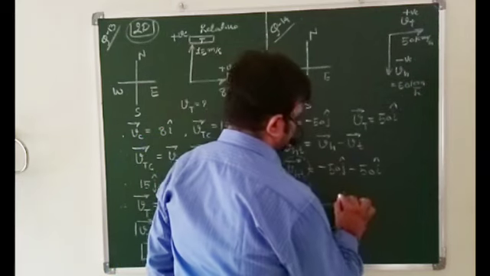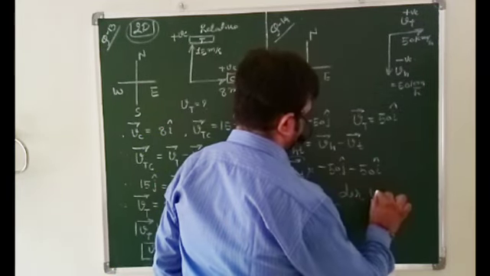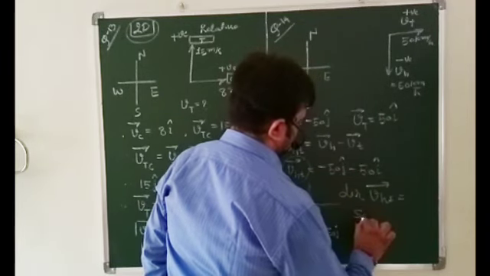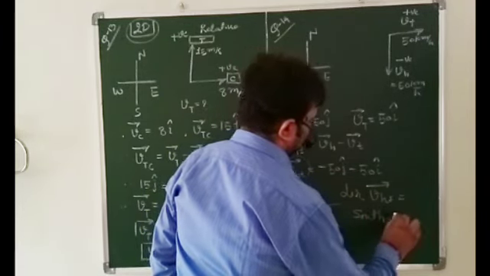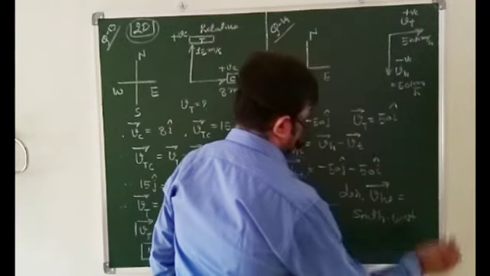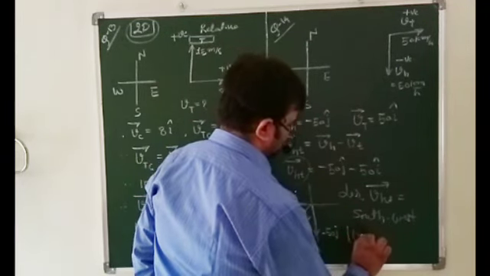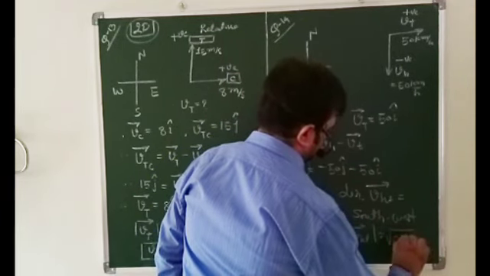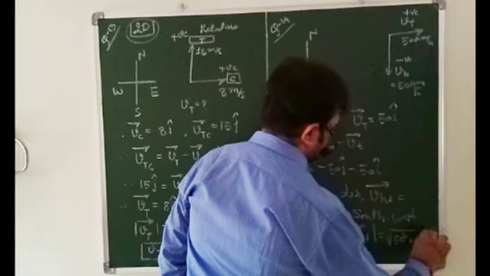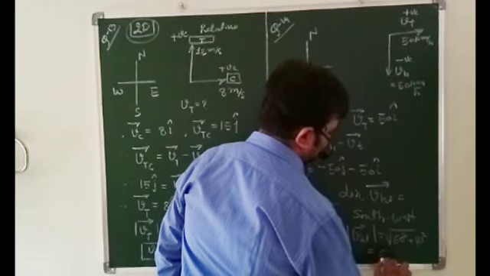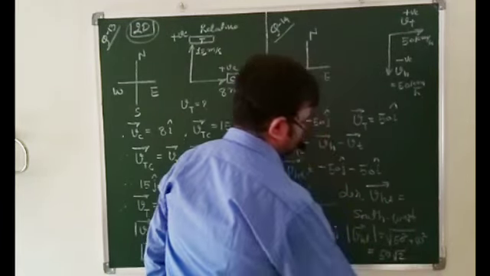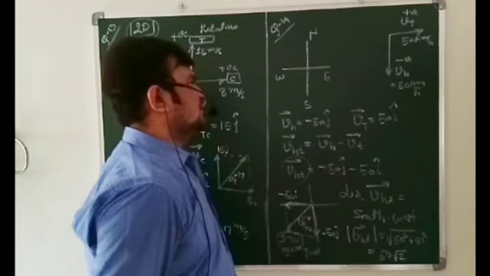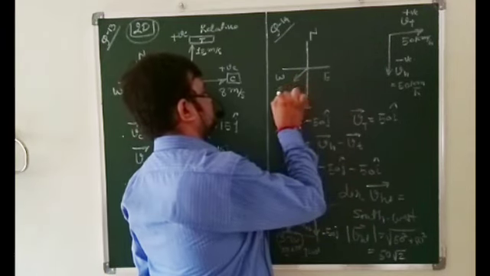So the direction of Vht is southwest, and the magnitude of Vht is under root 50 square plus 50 square, so it will become 50 root 2. So ultimately our answer is the southwest.